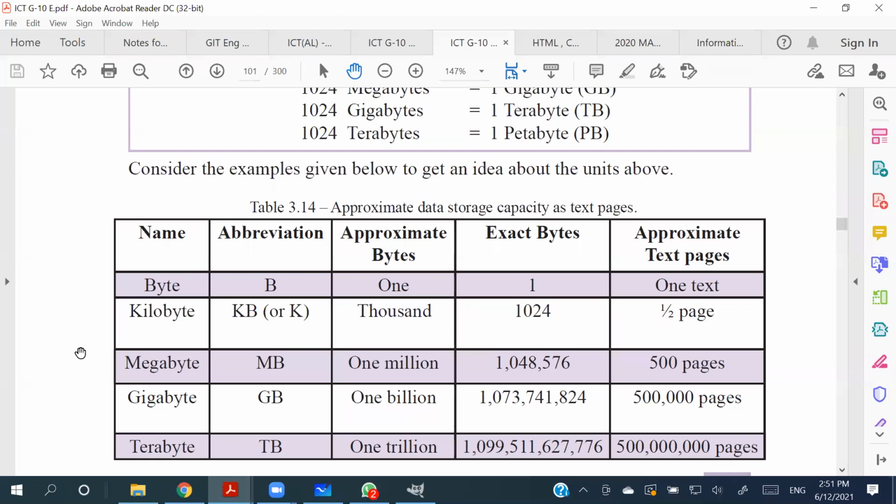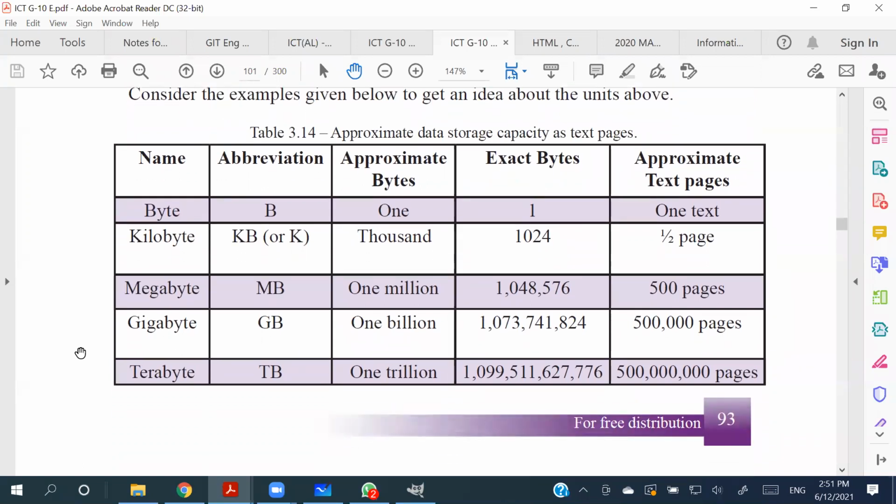Like 4 into 1000, so 4000 grams, right? If they give 8000 grams and ask how many kilograms there are, we divide by 1000 to find how many kilograms there are, right? Likewise, we are going to find how many bits and bytes there are when we are converting things from one unit to another, right? Here they have given you a very practical situation where we can use these things.